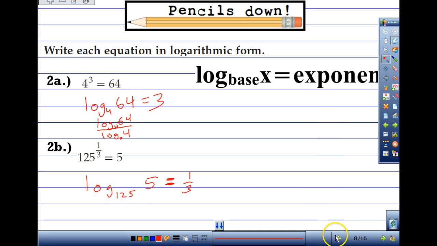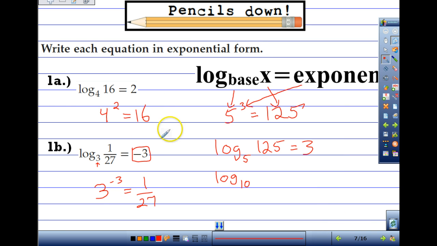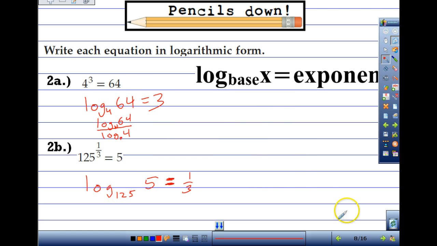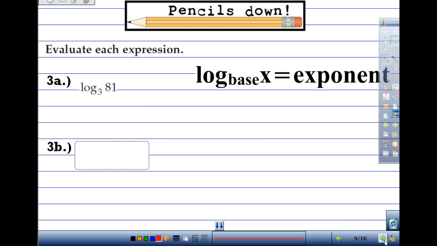So now we know how to go between the two different forms. If you're in logarithm form, we can change it back to the exponent. And if we're in exponent form, we can change it to logarithm form. We know how to use the calculator regardless of what form it's in.